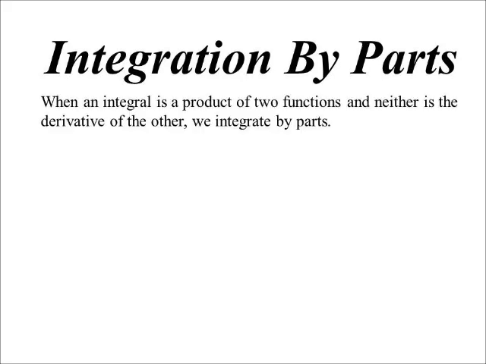The next technique, integration by parts, is sort of like the product rule for differentiation, but in reverse. It's going backwards. When we use it, you'll have two functions multiplied together, a bit like the product rule, but one's not the derivative of the other, so you can't do a simple substitution, letting one equal u and the other become du.